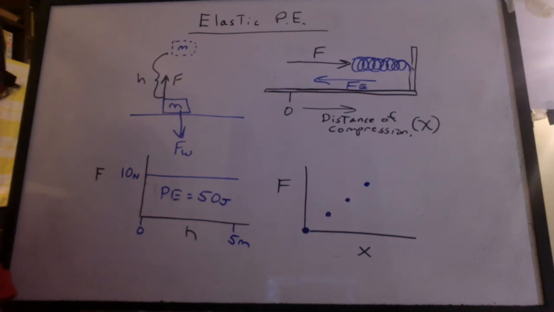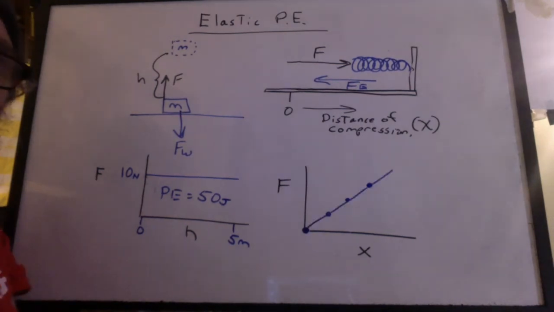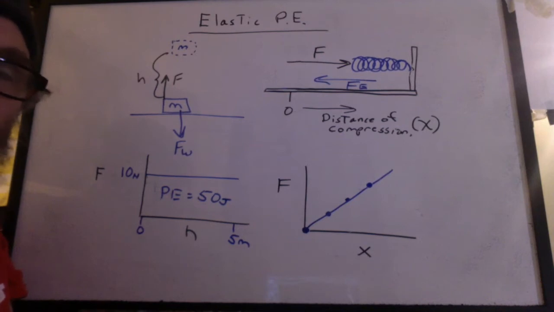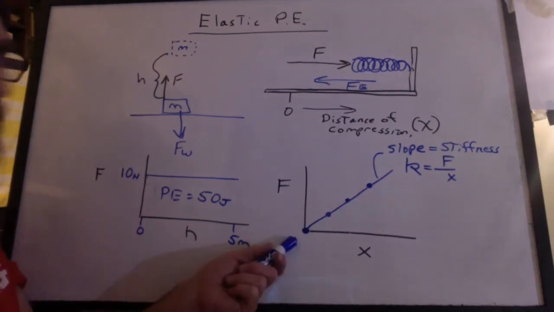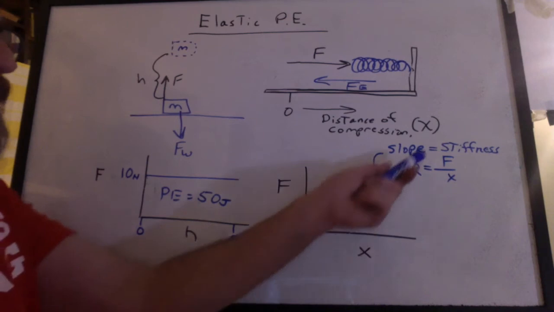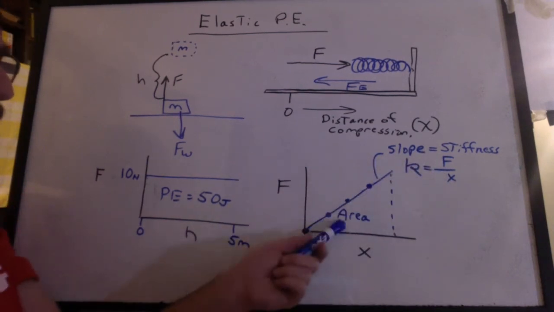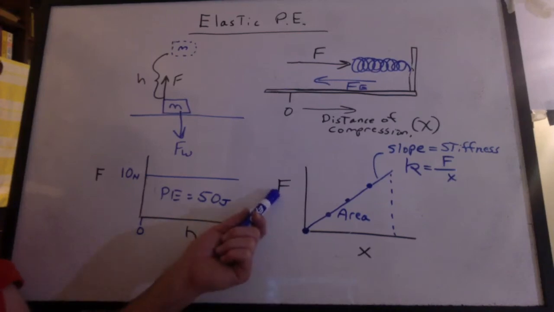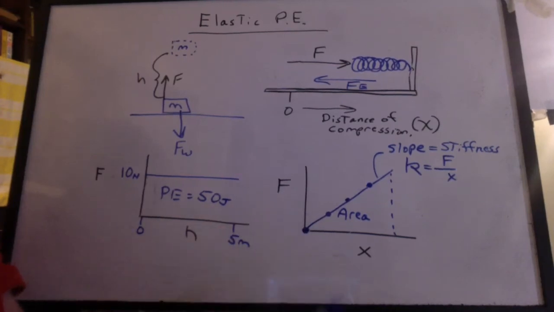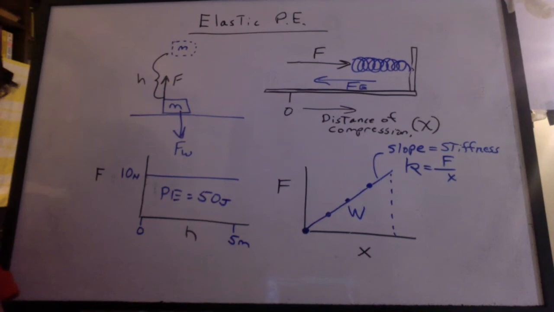Well, we've seen this before. We did a lab when we were hanging weights from springs. The slope of this graph is the stiffness. We represent the slope with the letter k. It's the change in force over the change in the distance. Since we start at 0, 0, we can simply say it's F over x. So what does the area under this line represent? It's a force times a distance. That's going to be work.